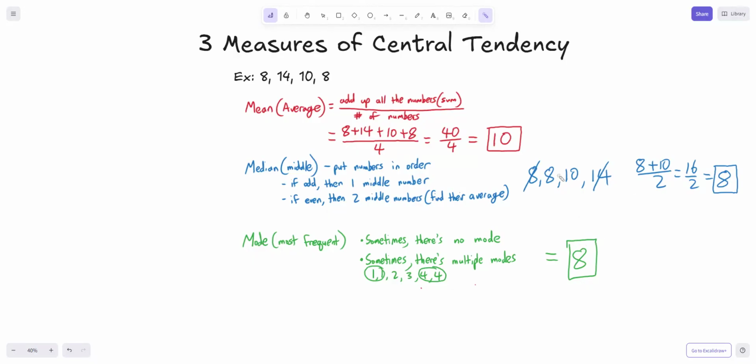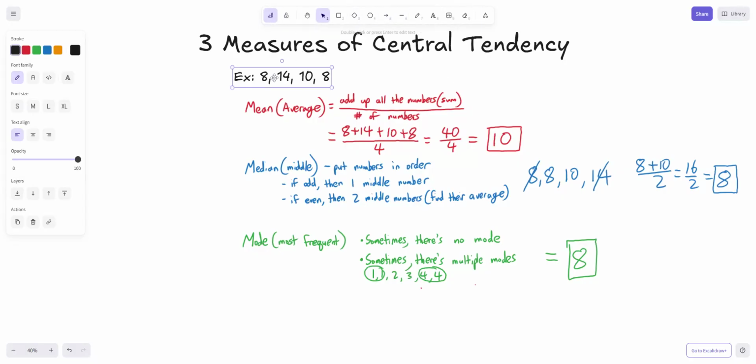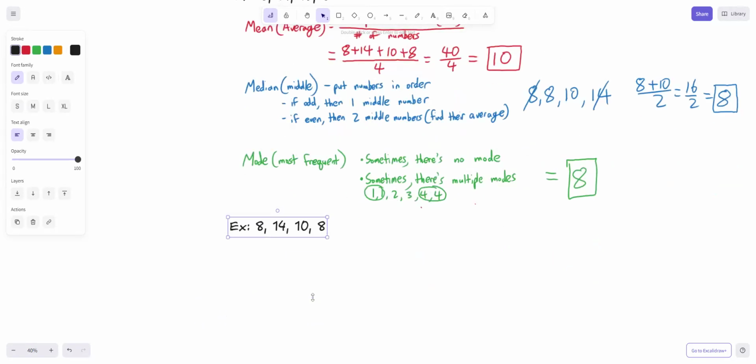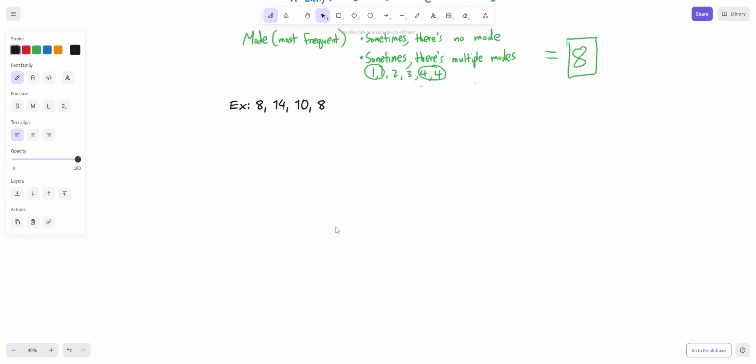So these are the basic ways to find the measures of central tendency, or the 3 measures. Next up, I want to introduce a concept called outlier. So I'm going to take the same data set, except now I'm going to add another number. Let's say I added an 80 to it.